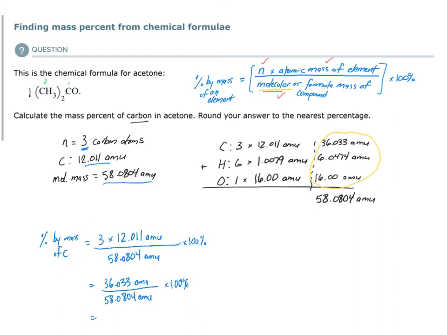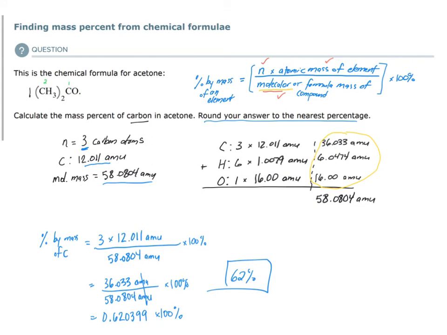So finally, if I take 36.033 and divide it by 58.0804, what I end up with is 0.620399. The units of AMUs cancels. Again, this needs to be multiplied by 100 to convert it to a percentage. I end up moving my decimal place to the right 2 times and round it to the nearest percentage. This would round to 62%.